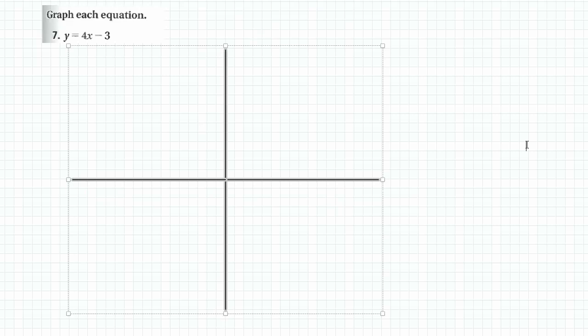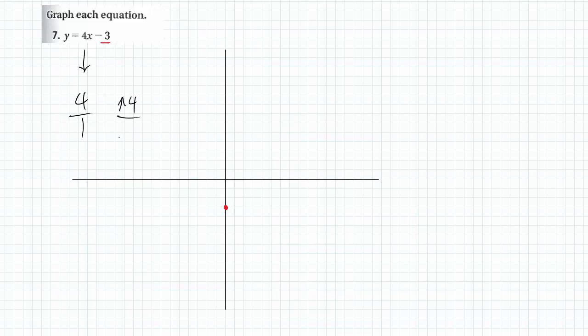The first one's in slope-intercept form. So I'll just plot the y-intercept, which is -3. And I use the slope to go up 4, but don't forget that the denominator there is 1, so it's up 4 over 1. You could also go down 4 and left 1, like treat it as a -4 over -1.